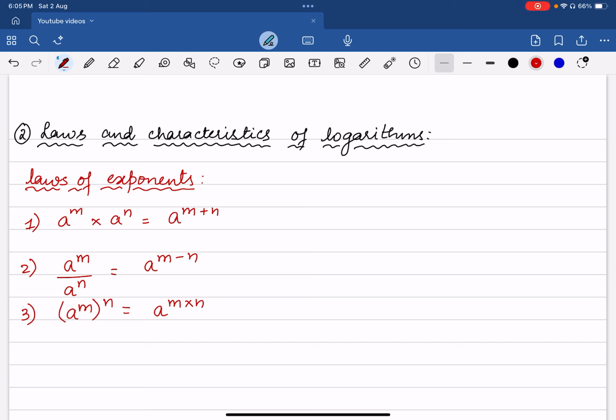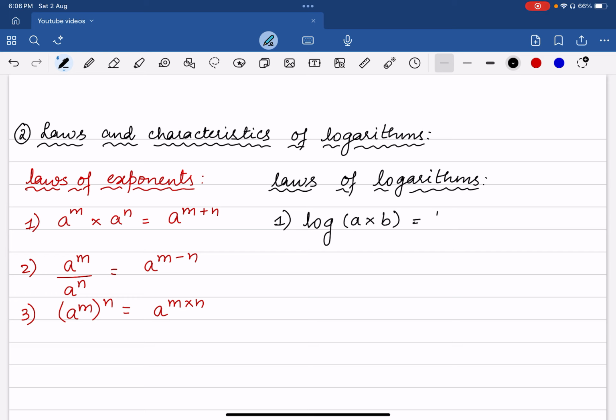And we are going to see something similar for laws of logarithm over here. Laws of logarithm will look somewhat like this. First law says that log of a times b will become log a plus log b.